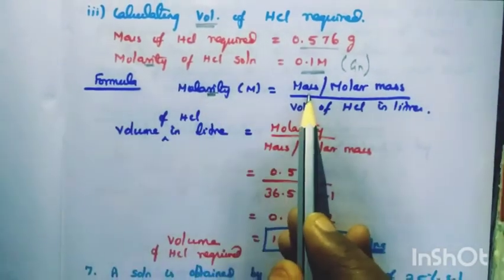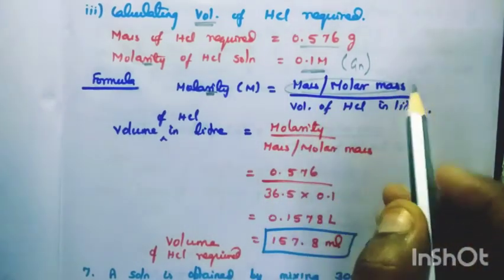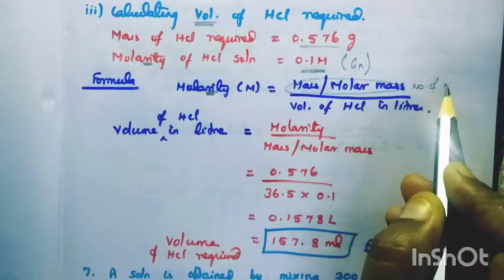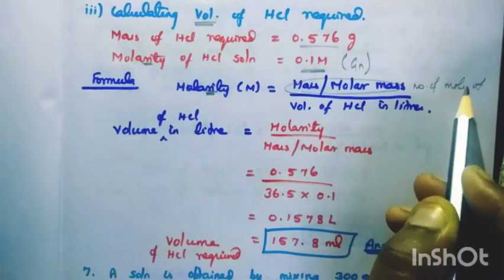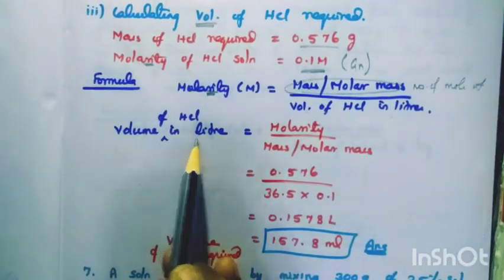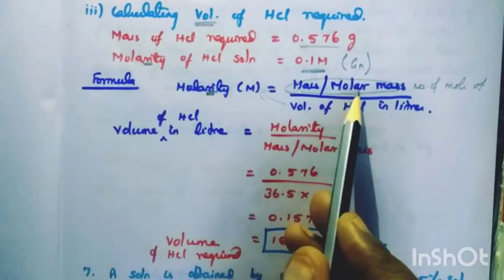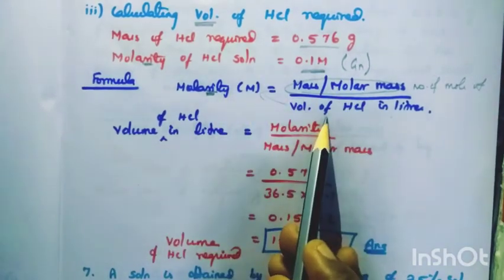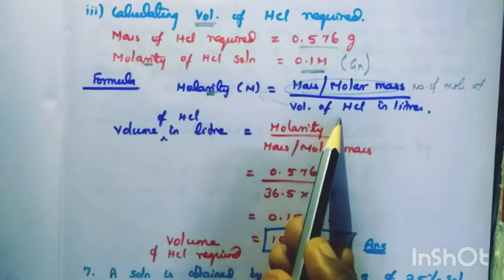Molarity is equal to mass, that is the number of moles. Instead, we can write the number of moles of solute by the volume of the solution. That is, the volume of HCl in liters equals mass by molar mass by molarity. We can write this, no? So this comes here and this comes here.